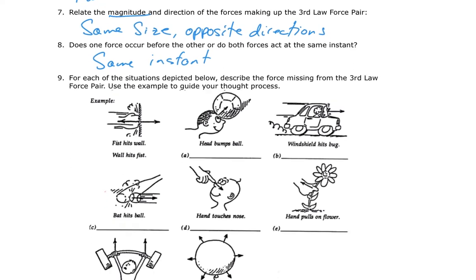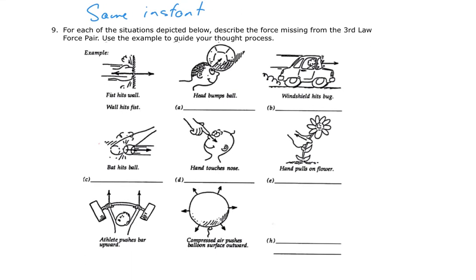So here's what I want you to do. We're going to take a look at some instances, okay? And we're going to come up with some Newton's third law force pairs. So the first one has been done for you. It's pretty simple. If the fist hits the wall, what's the third law force pair? Well, the wall has to hit the fist, okay? Let's take a look at this next one. If the head bumps the ball, the ball has to bump the head. So I want you to pause the video now and go ahead and fill in these other ones and then come back and take a look and see what we've got, okay?